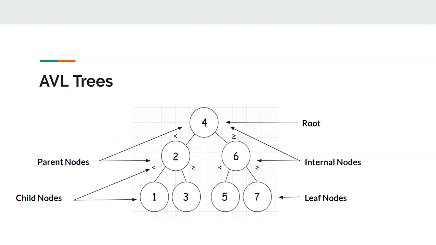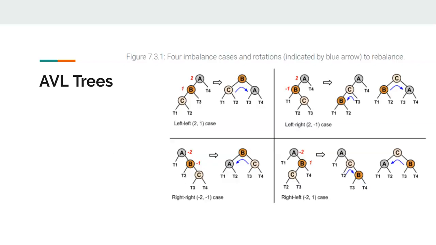AVL trees are just like binary search trees, but balanced. So what does that mean? An unbalanced tree will always fall under four basic cases. Either a long strip going to the left or going to the right, resembling a linked list, or zigzag in either direction.